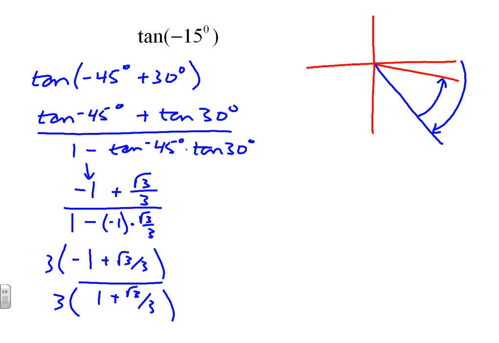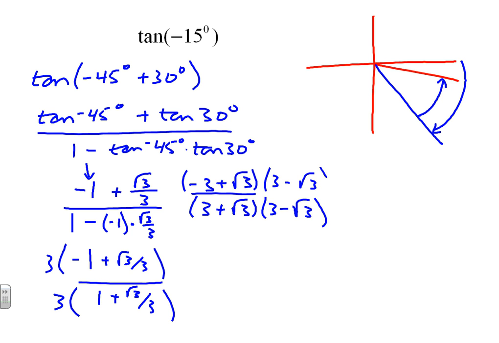Let's go ahead and do that. I get negative 3 plus root 3 on 3 plus root 3. Let's go ahead and use the conjugate of the bottom to rationalize the denominator: 3 minus root 3, 3 minus root 3.